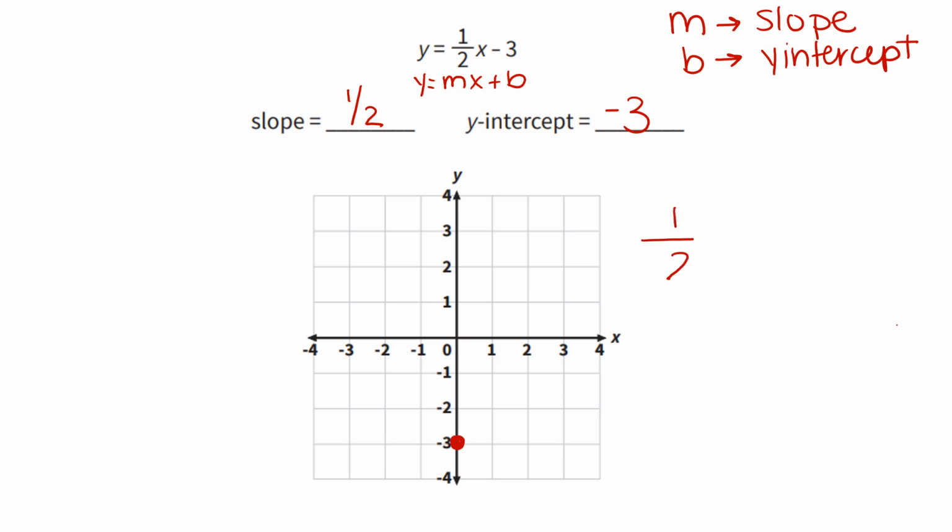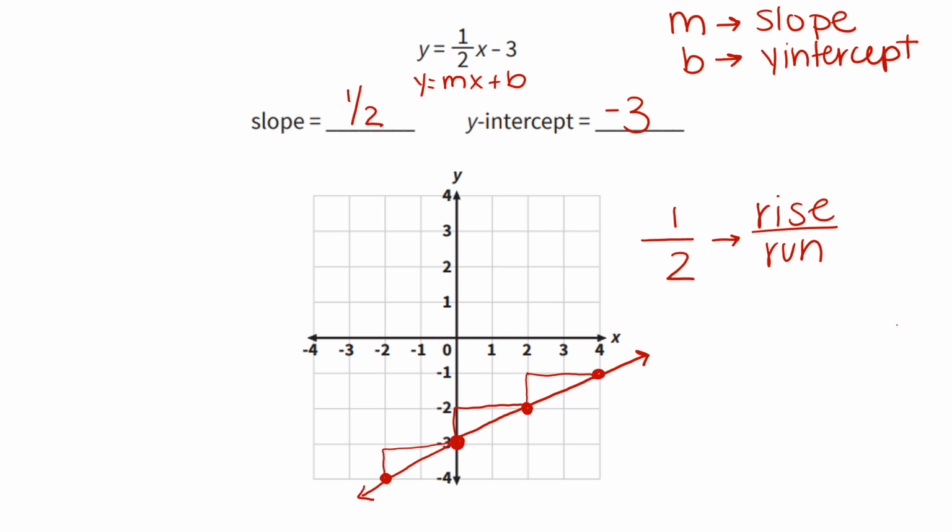Our slope, 1/2, references our rise over run. We rise 1 and we go sideways 2. Again, you can make your triangle, rise 1 and sideways 2, connecting your dots to make your straight line. You can extend the graph in the other direction by going down 1 and over 2, again connecting the dots until they go all the way across the graph.